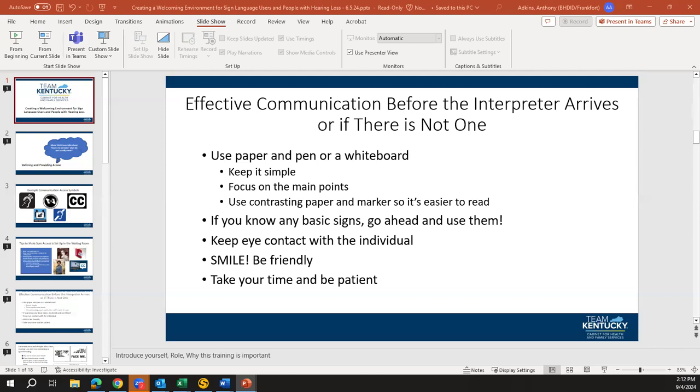Try to be smiling and friendly, of course, and take your time. Use your patience, because deaf and hard of hearing people are more than willing to be patient with us. But if you aren't patient back, then it's just not going to work.